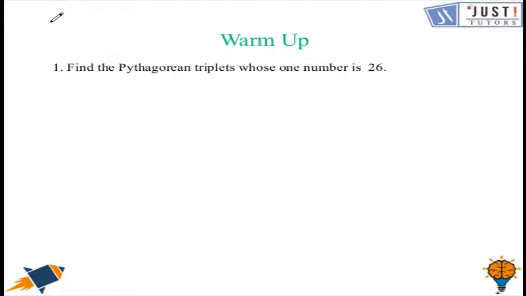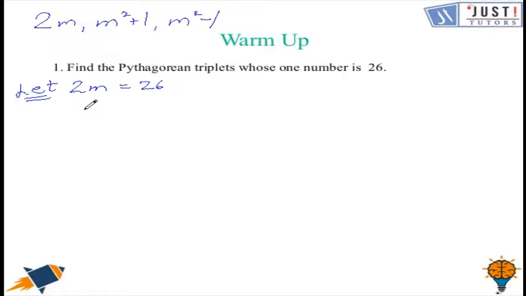As we know, Pythagorean triplets can be written as 2m, m square plus 1, m square minus 1. Assuming first 2m is equal to 26, using it we get m is equal to 13, and we know that 26 is one of the Pythagorean triplets we are finding. So this is one, and we have to work out two others.